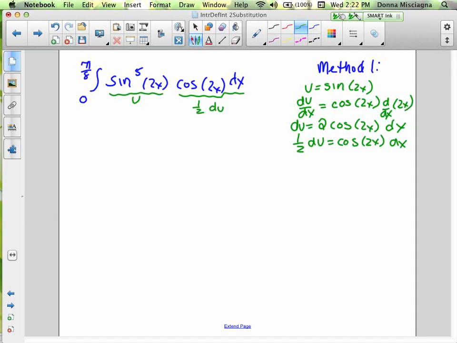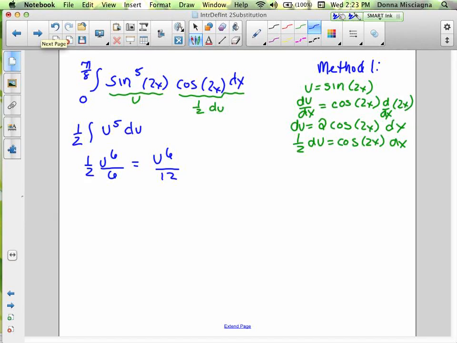Right? So let's rewrite this, and I'm going to leave off the limits of integration until we substitute back. So we have 1/2 can go outside, 1/2 u to the 5th power du. We'll integrate. So that would be 1/2 times u to the 6th power divided by 6, and that's equal to u to the 6th power divided by 12.